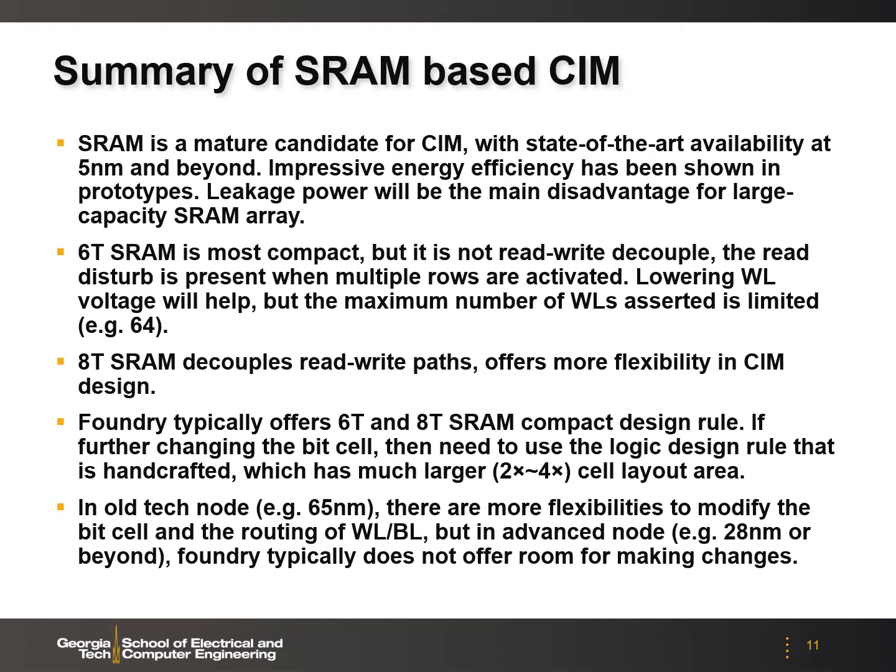The 6-transistor SRAM bit cell is the most compact, but it suffers from read disturb when multiple rows are activated. Lowering the word line voltage will help, but still the maximum number of word lines that can be turned on simultaneously is very limited. The 8-transistor SRAM bit cell can decouple the read and write paths, thus offering more flexibility in the design.